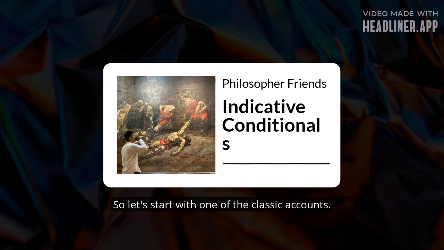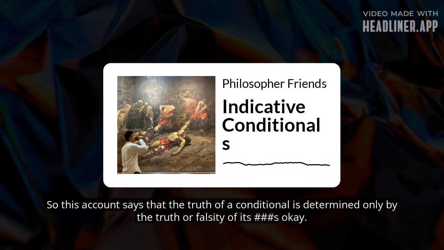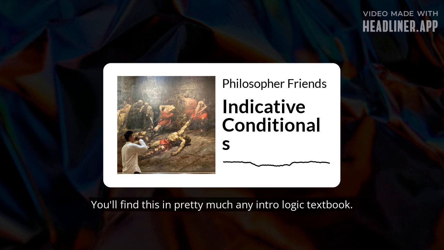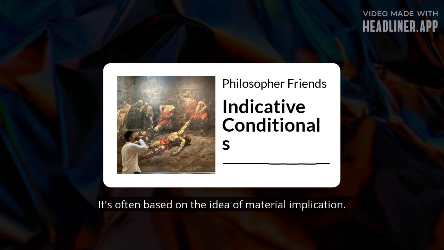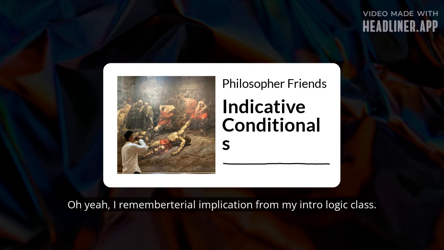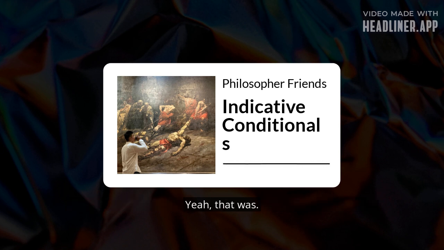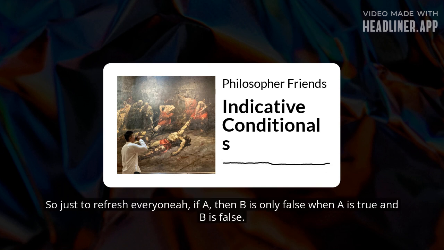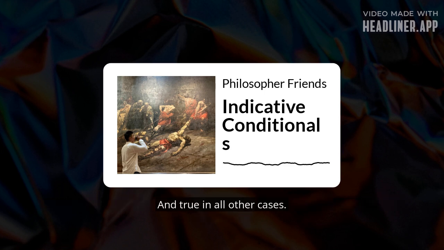Let's start with one of the classic accounts, the truth functional account. This account says that the truth of a conditional is determined only by the truth or falsity of its parts. You'll find this in pretty much any intro logic textbook. It's often based on the idea of material implication. I remember material implication from my intro logic class. It's a bit tricky, a little bit odd. Just to refresh everyone, if A, then B is only false when A is true and B is false, and true in all other cases.